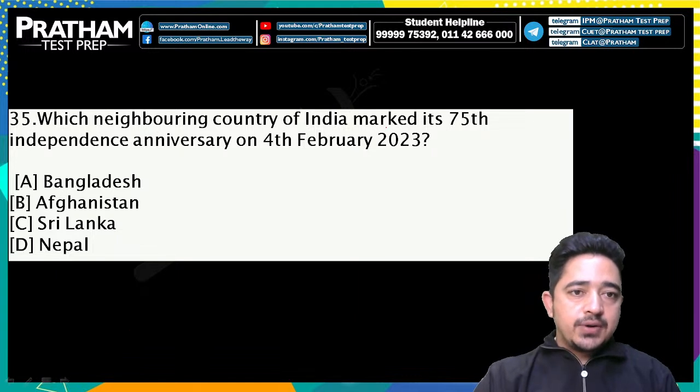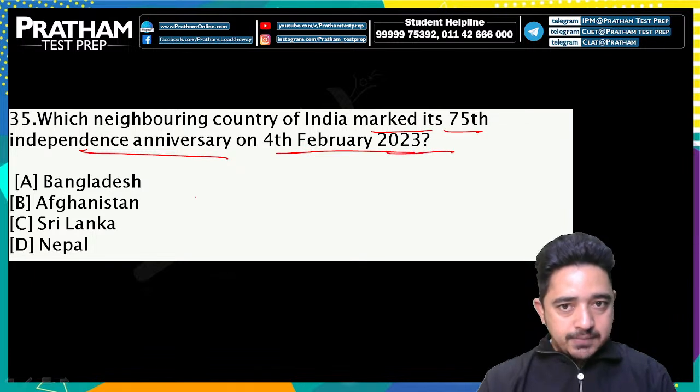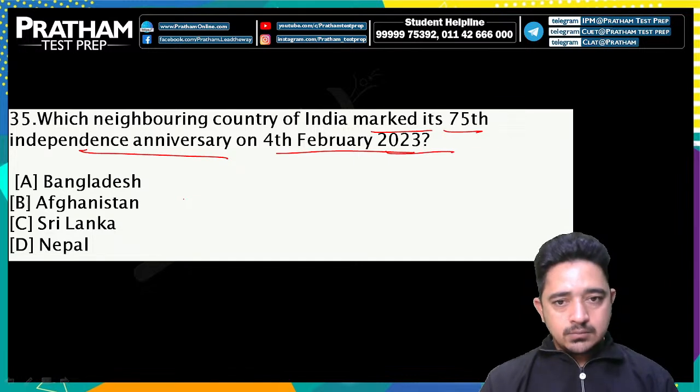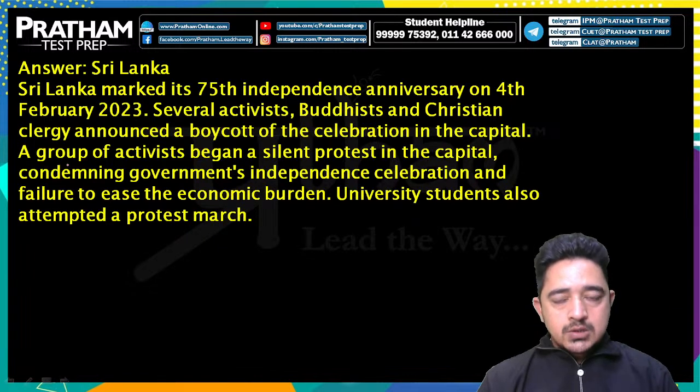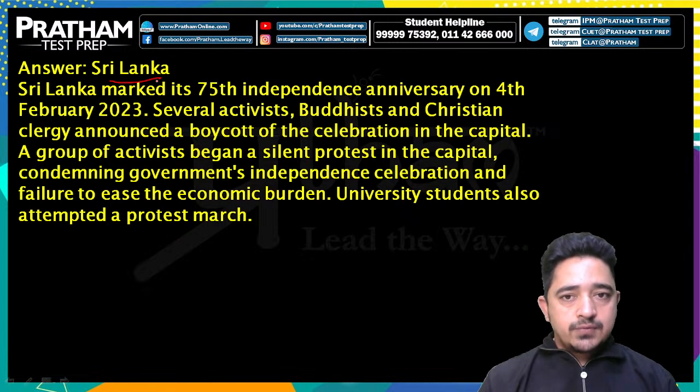Which neighboring country of India marked its 75th independence anniversary on 4th February 2023? Bangladesh, Afghanistan, Sri Lanka, Nepal. The answer should be Sri Lanka, which marked its 75th independence anniversary on 4th February 2023.